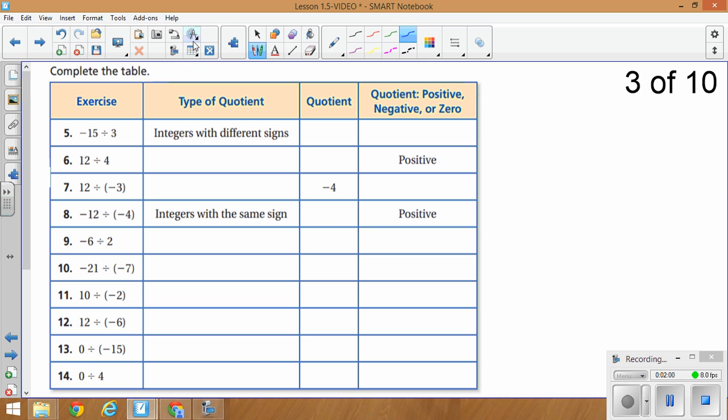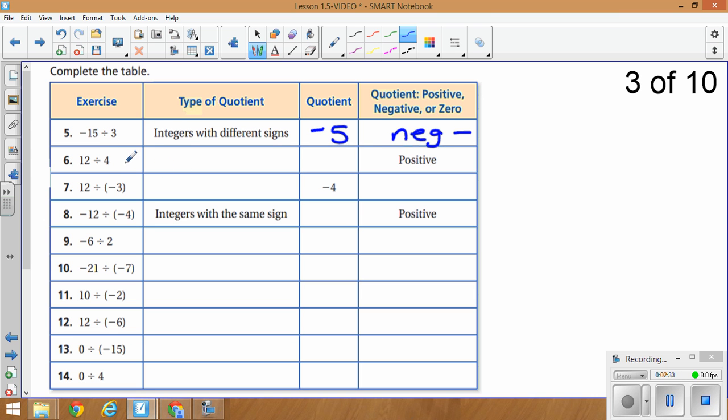We're now on slide 3 of 10, and we're just going to take a minute and fill in the chart. I'm going to show you how to do the first 2 or 3 examples. I'd like you to pause the video and do the rest on your own, and then go back and check. So negative 15 divided by 3. The type of quotient, we have different signs. The actual quotient is negative 5. The solution, you can just abbreviate or even put the sign in there.